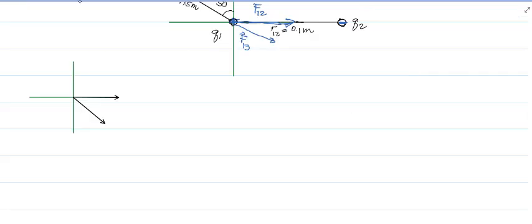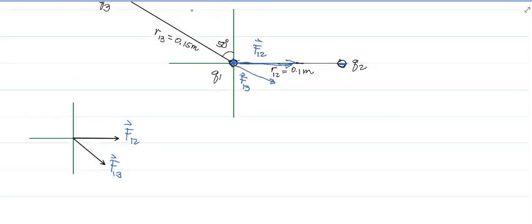Our FBD would look like this. So this is our F12 and this is our F13. And the angle between this, since this is 50 degrees based on our original graph. So this is a given angle, 50 degrees. Therefore, the angle here is equal to 40 degrees.